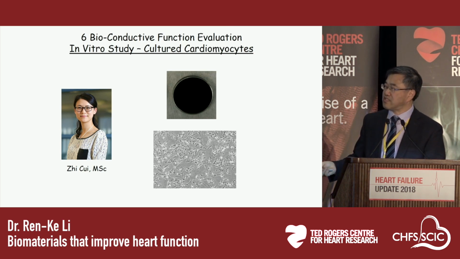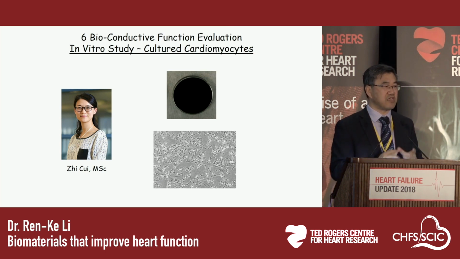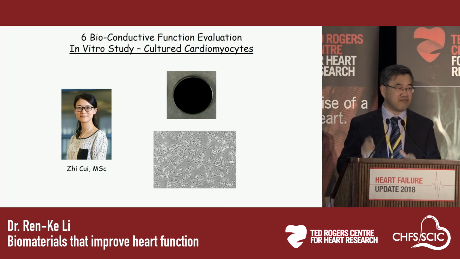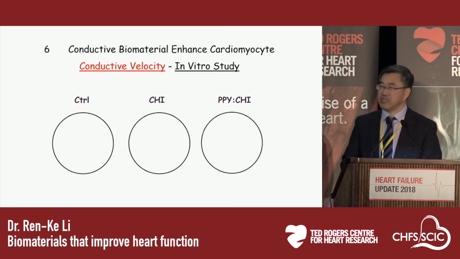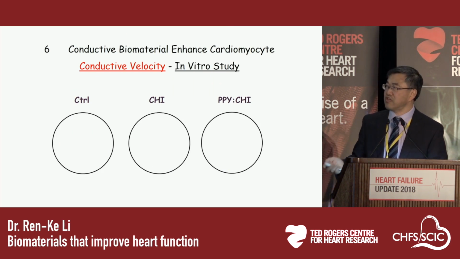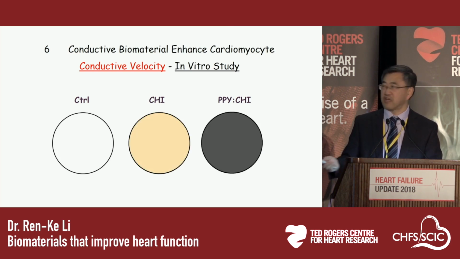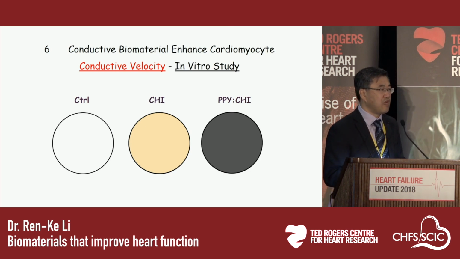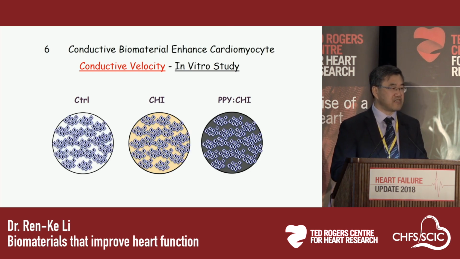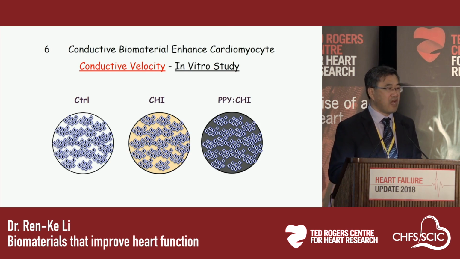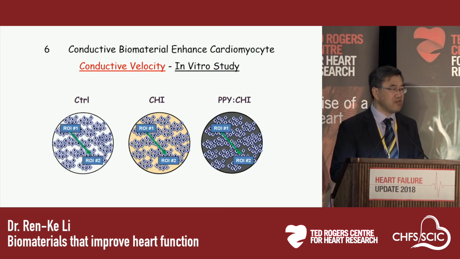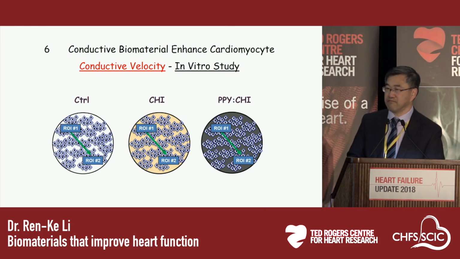But in this study, we seed the cells at a very low density. We want to evaluate the conductive velocity. So this is what she did. She took three culture dishes: one dish seeded with nothing, another two dishes seeded, the first coated with a control biomaterial, that's chitosan, and another dish coated with PPY and chitosan. After that, she seeded the cells at a very low density, and then she studied conductive velocity using calcium imaging.